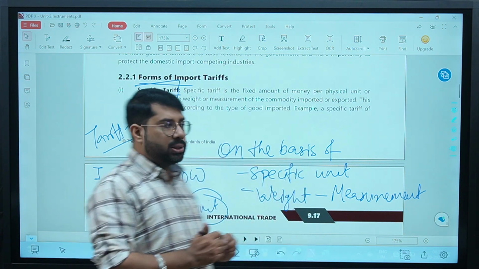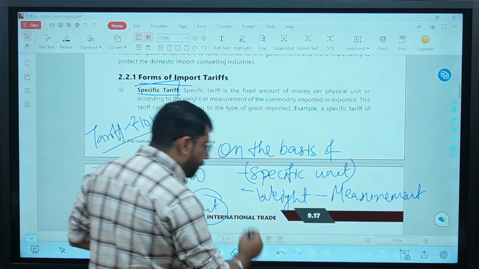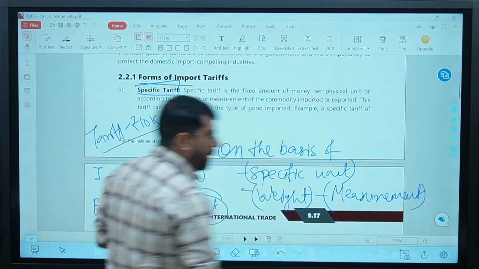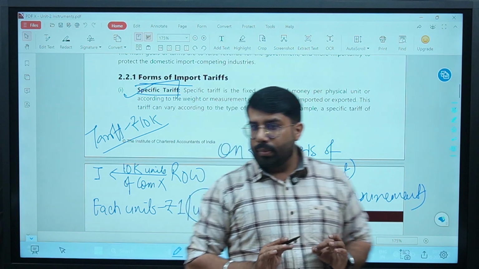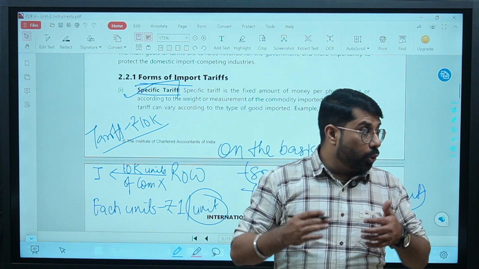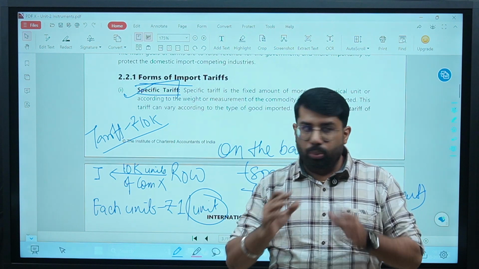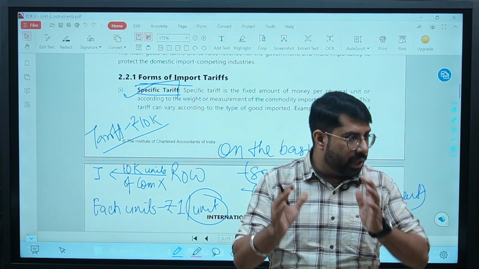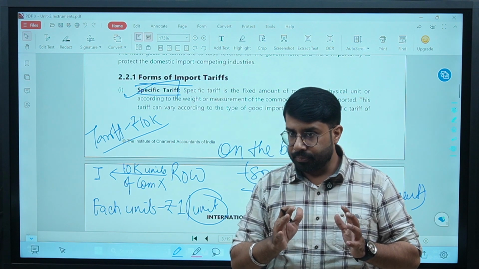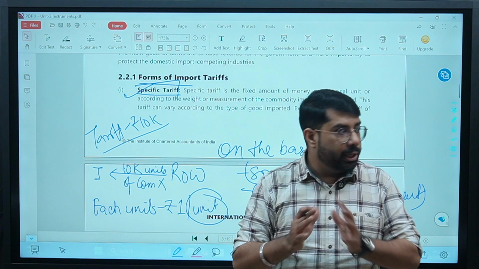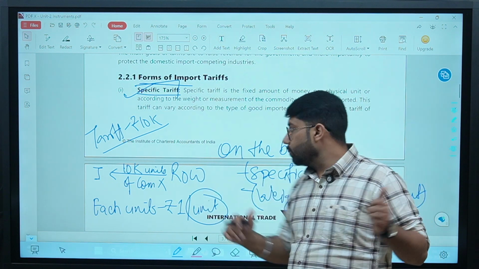So my point is, whenever tariff is decided on the basis of specific unit, weight or measurement, that tariff will be known as specific tariff. Are we clear? Guys, we are going to study a number of tariffs. I want you to be very clear with the difference between each tariff, because some tariffs are very commonly related. I want you to understand the difference also. Is this clear? The first point, specific tariff. Any doubts?